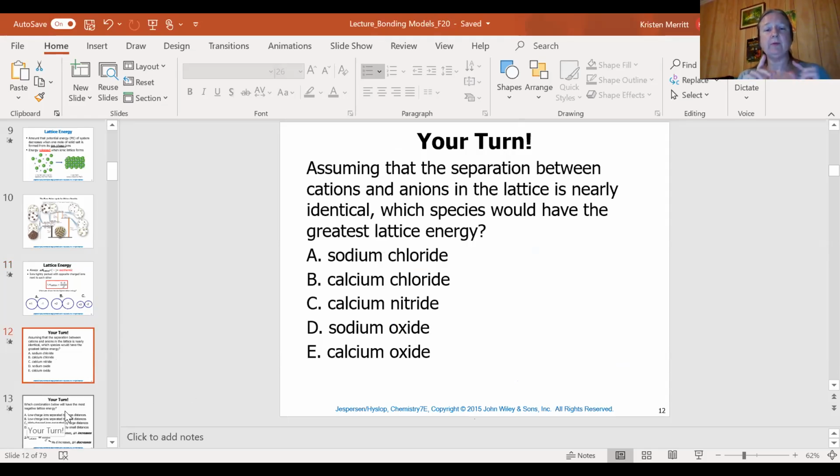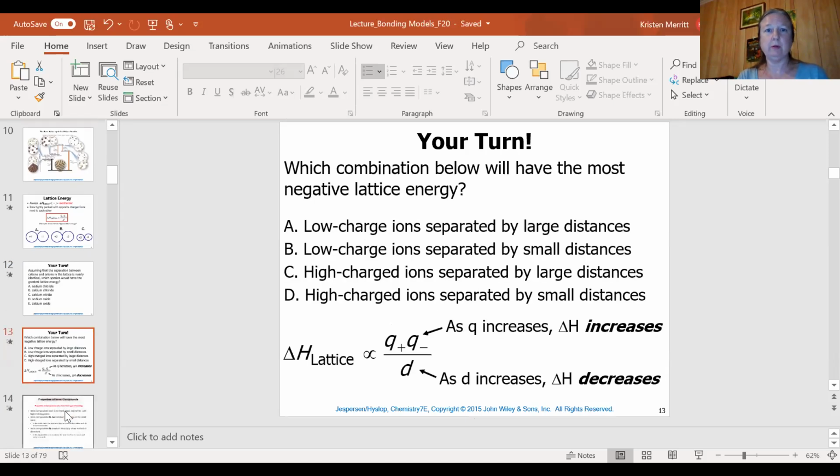So even though there are differences in the sizes, they're not significant enough to overcome the differences of the charges. So same thing here. What combination will have the most negative? The most negative lattice energy means the greater amount of energy released. So we would call it the highest lattice energy released.